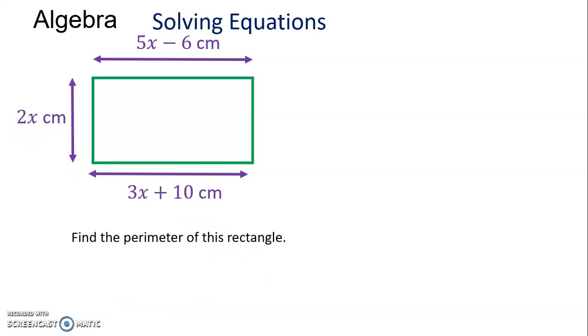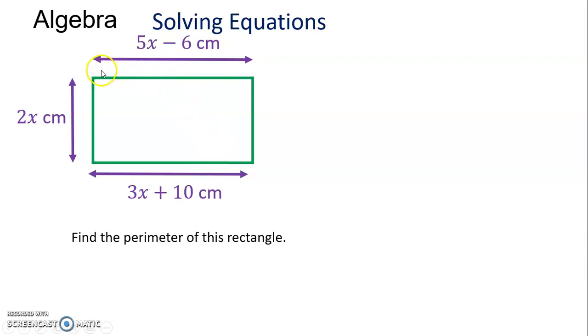Okay, next example here, I've got find the perimeter of this rectangle, but I haven't been told anything about what any of these sides are equal to. I've just got expressions in terms of algebra. So the key is to think about how you can make an equation. What things do we have here that are equal to each other? Because if I can find two things that are equal, then I can form an equation.